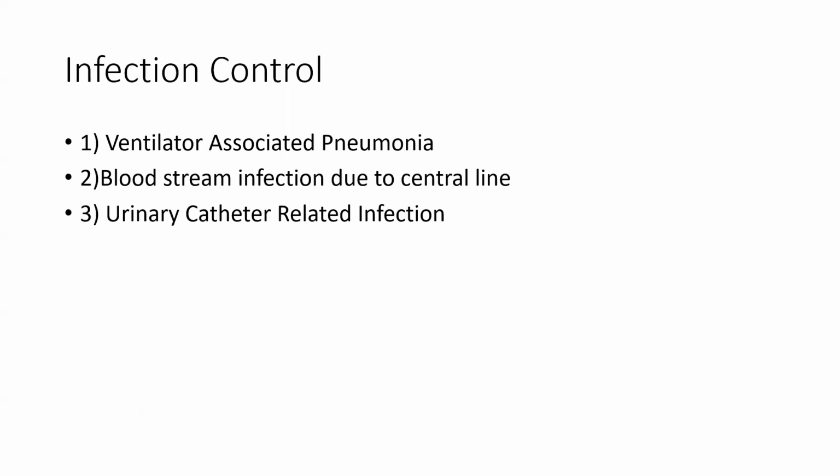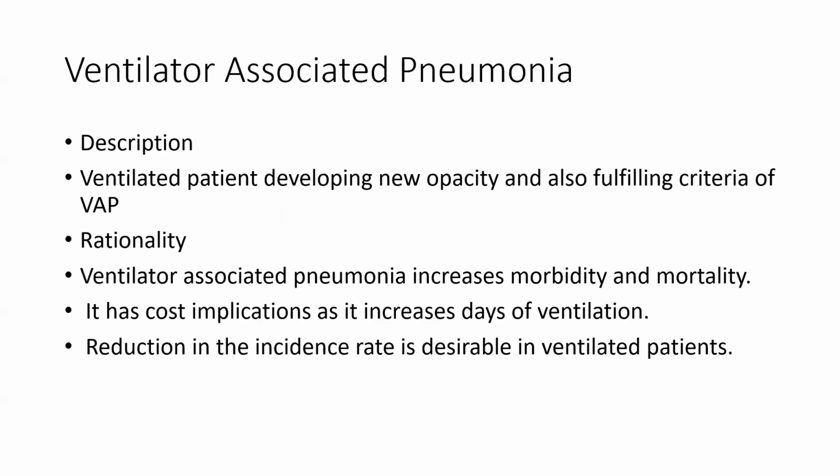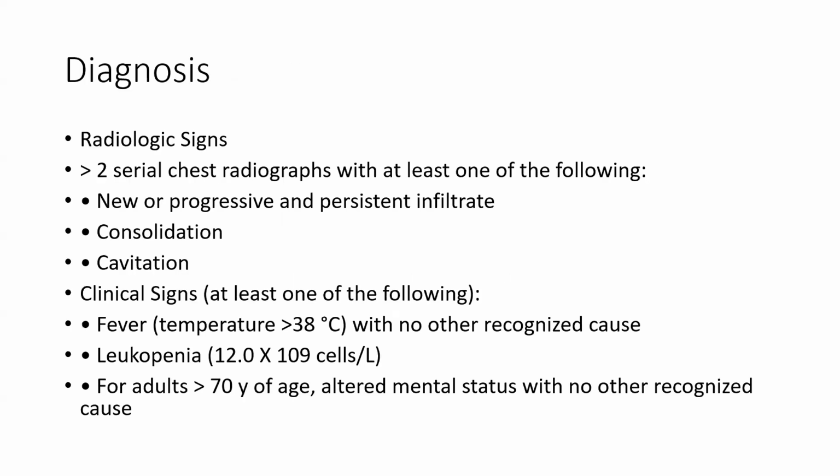Now, infection control covers ventilator associated pneumonia, bloodstream infection due to central line, and urinary catheter related infection. Ventilator associated pneumonia: a ventilated patient developing a new infiltrate and also fulfilling criteria of ventilator associated pneumonia. Rationale: ventilator associated pneumonia increases mortality and morbidity. It has cost implications as it increases the days of ventilation. Reduction in the incidence rate is desirable in ventilated patients.